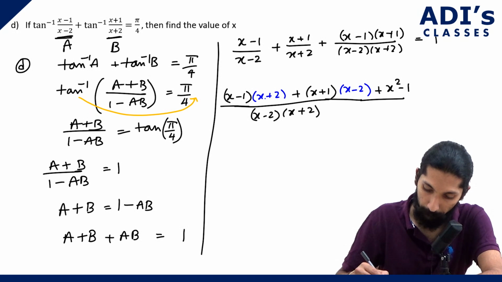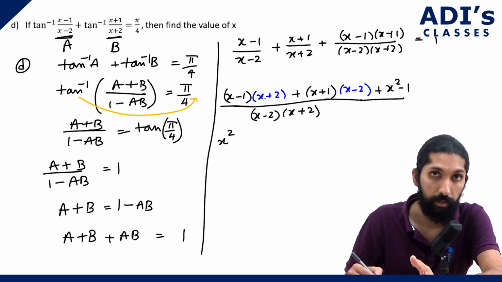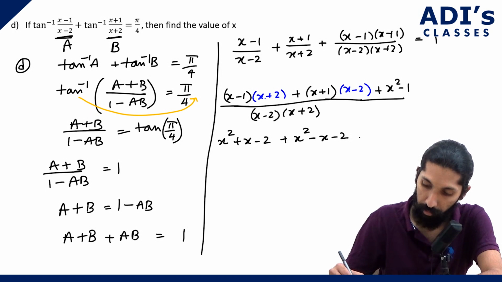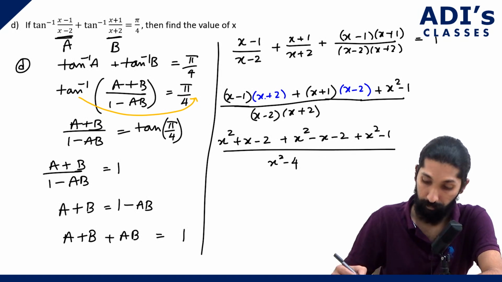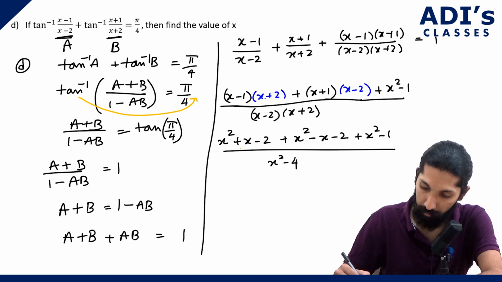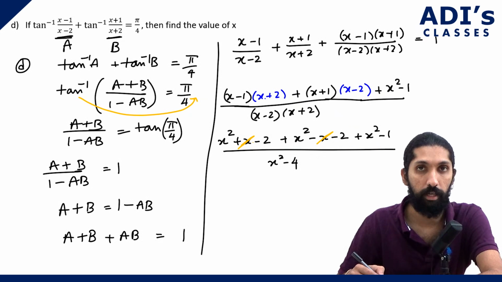Okay, now multiply. So if you simplify this one, it's basically binomial multiplication, correct? So you are going to have x square plus x minus 2 plus x square minus x minus 2 plus x square minus 1 by x square minus 4. Right? Now, what are the things which are going to cancel out? Plus x minus x cancels out. Correct? Then nothing else is going to cancel out. That's all you have.